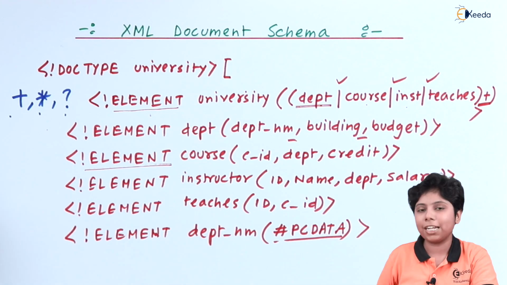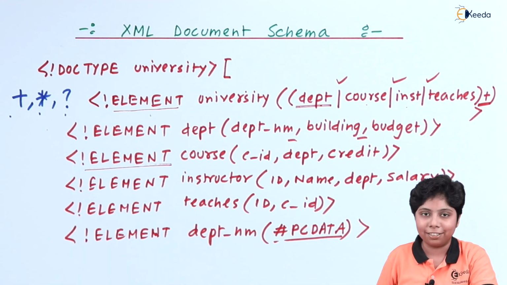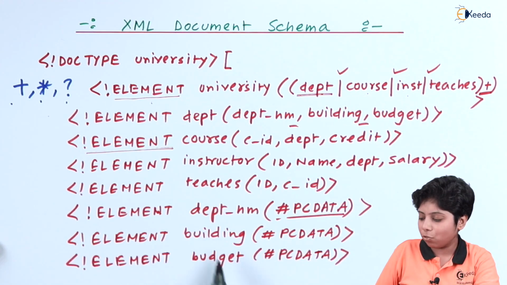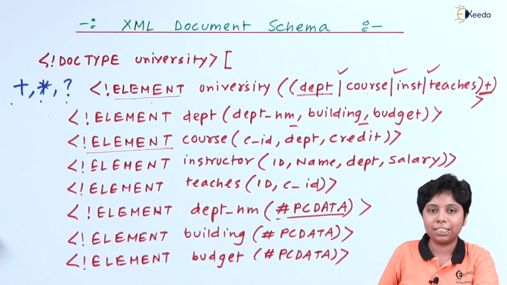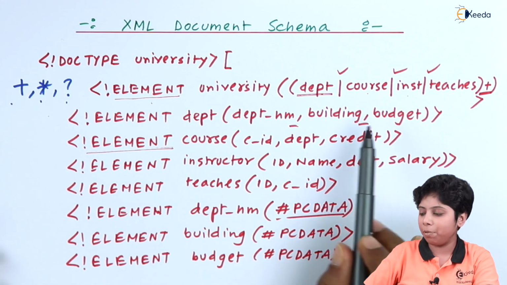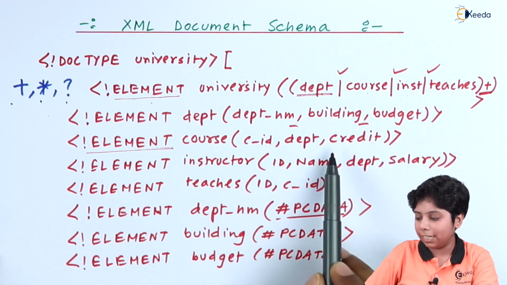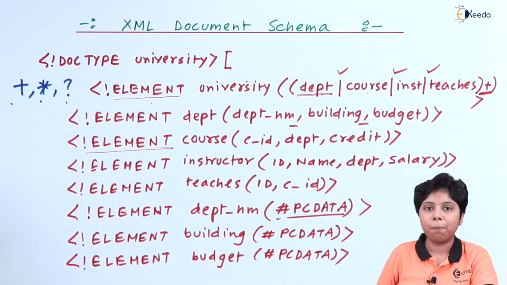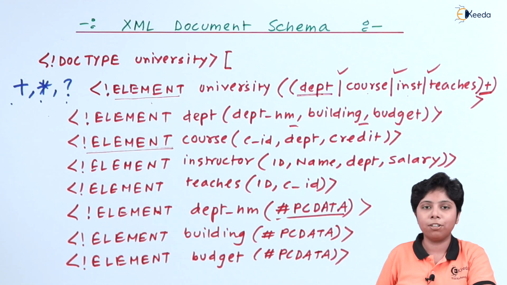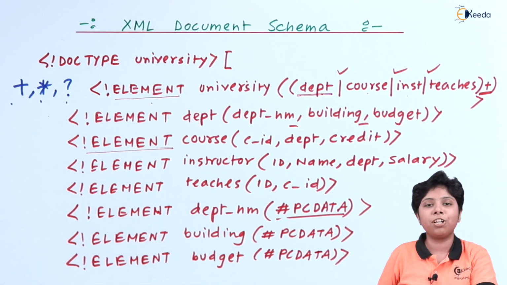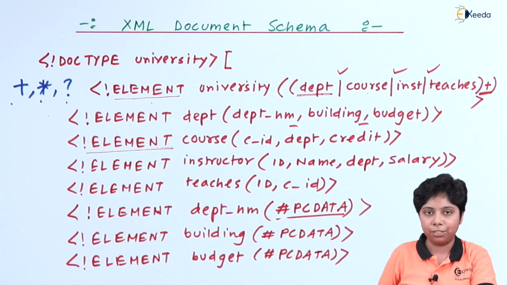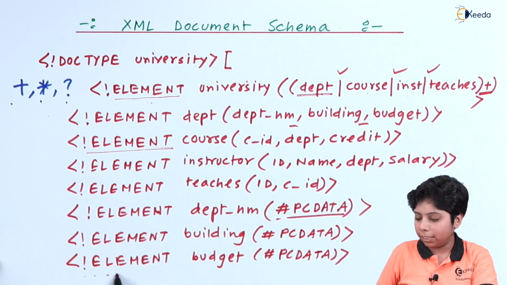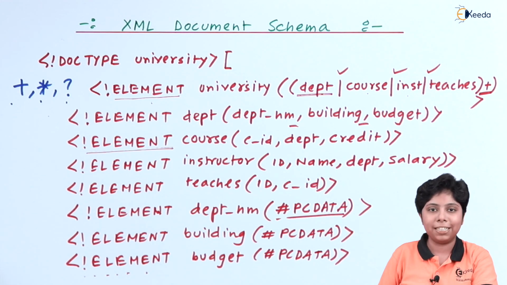Now PCDATA stands for parsed character data. That means a sequence of characters as a text. So now I have described building and budget as PCDATA too. We could have described each of these, like the CID, the credit, ID, name, and salary, all as PCDATA, because it is always better to have all the data in a string format and then convert it into an integer if there is a need for a numerical calculation. So we can have all other data stored as PCDATA.